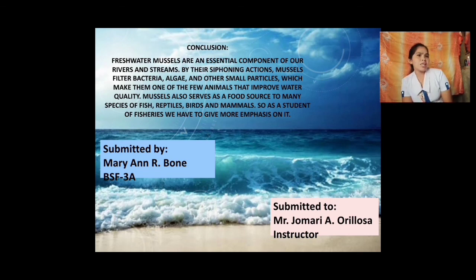So, it is an important food source. Not only for mammals, but also species of fish, reptiles, and birds.